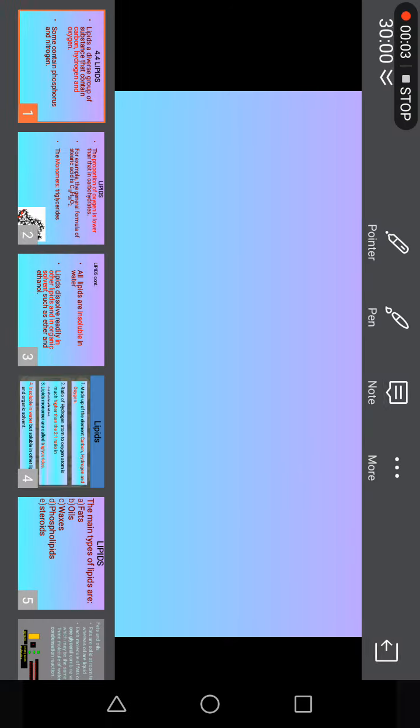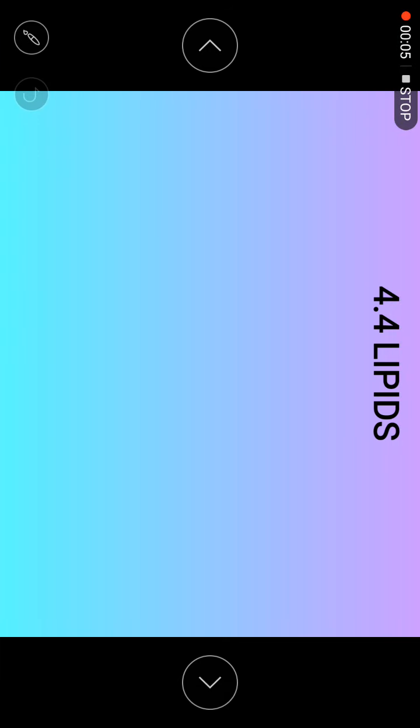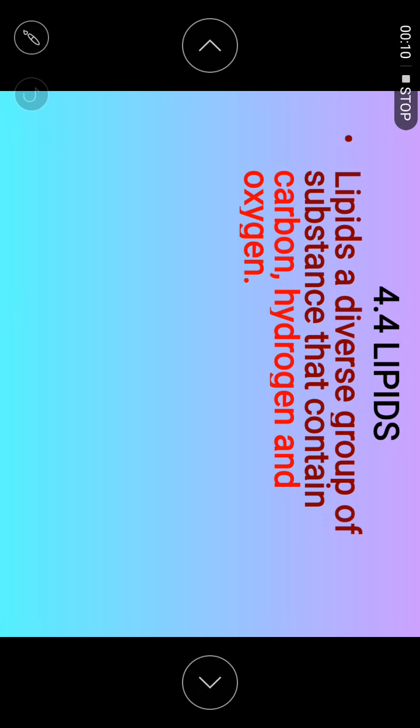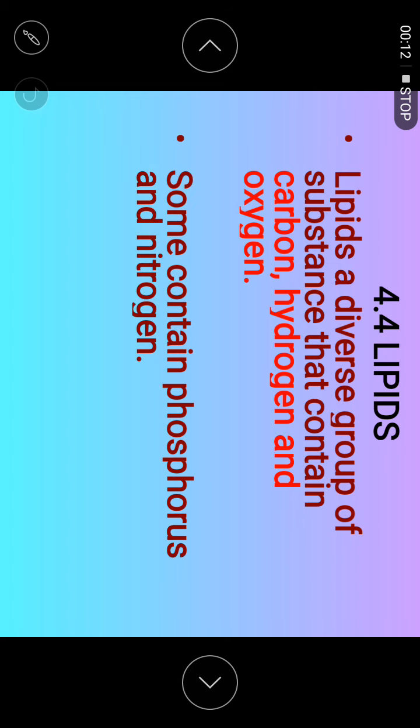Hi, today we continue with lipids. Lipids are one of the organic molecules that you're going to learn, besides carbohydrates and protein. Lipids contain elements such as carbon, hydrogen and oxygen, so it's almost the same as carbohydrates, except some of the lipids contain phosphorus and nitrogen.